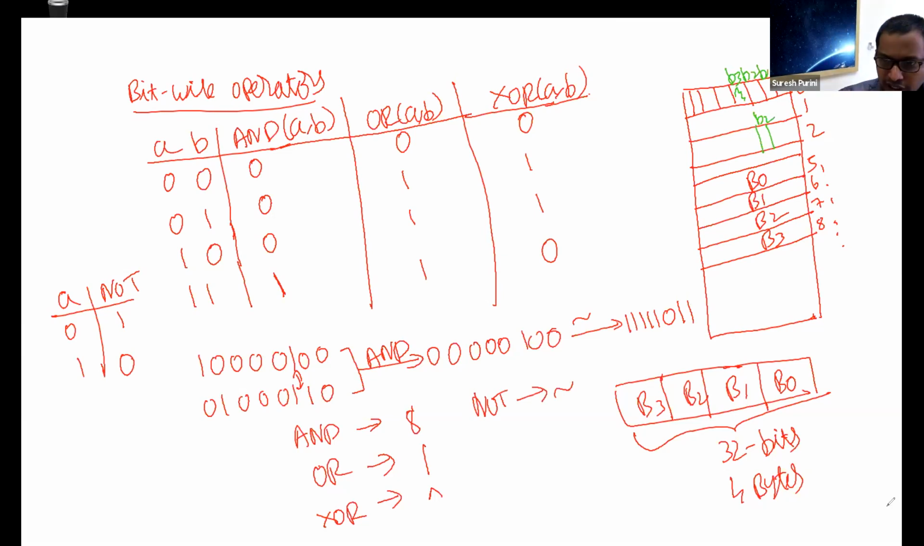There are two more things that we need to know. One is called the shift operators. We have seen the shift operators before, but let's revisit them. Let's say you have a byte, a variable x, and the data present in that variable x is something like 0, 1, 0, 0, 1, 0, 1, 0.